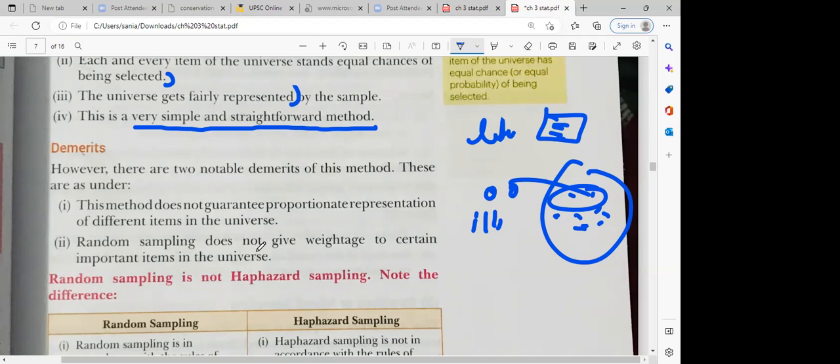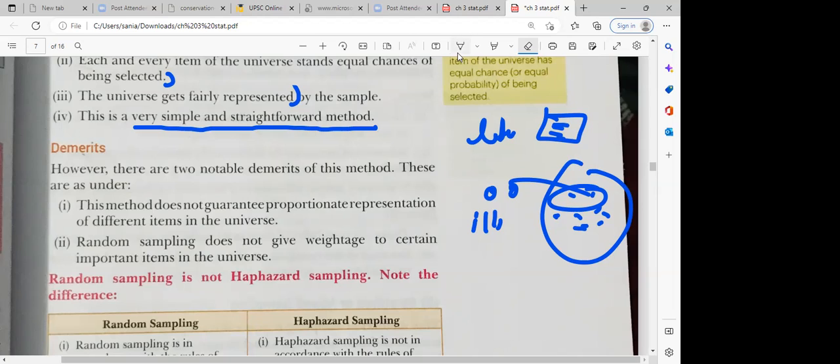And then random sampling does not give weightage to certain important items. So you will write it. Instead of writing all that, you can write "this method does not give," or just write "random sampling does not give." So over here, everyone is not getting weightage, right?